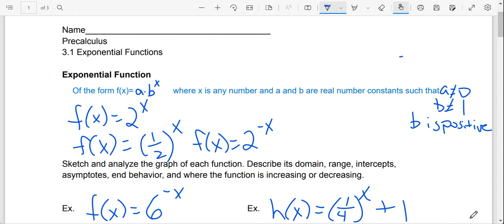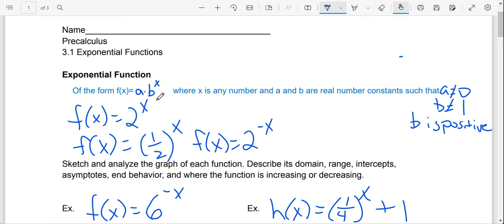An exponential function is of the form f of x is equal to a times b to the power of x, where x is any number and a and b are real number constants such that a cannot be equal to 0, b cannot be equal to 1, and b is positive. Let's talk about why. If a is 0, this whole thing goes to 0, right? Because 0 times anything is 0.